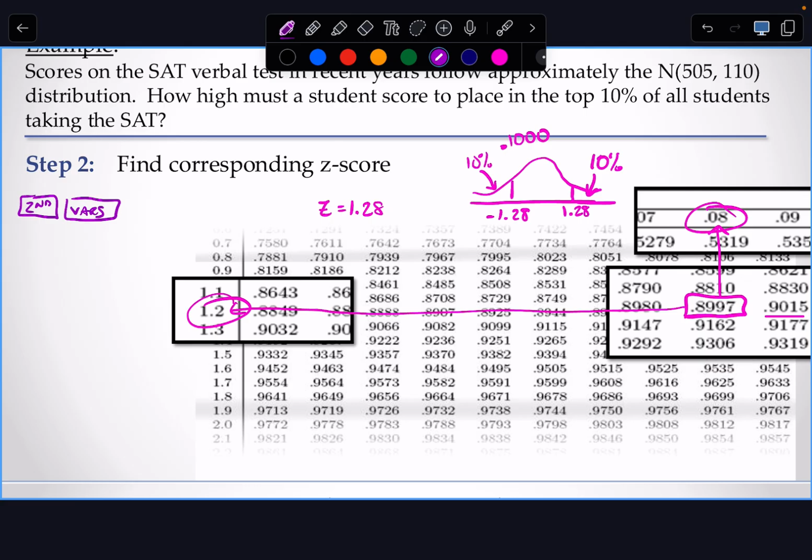Now when it takes me into the calculator, into that menu, option 1 was normal PDF. Option 2 was normal CDF. And option 3 is inverse norm. Okay, now we talked last week, which one of these do we ignore? Which one will we never ever use? The PDF. So we ignore this one entirely. We're never ever going to use the PDF.